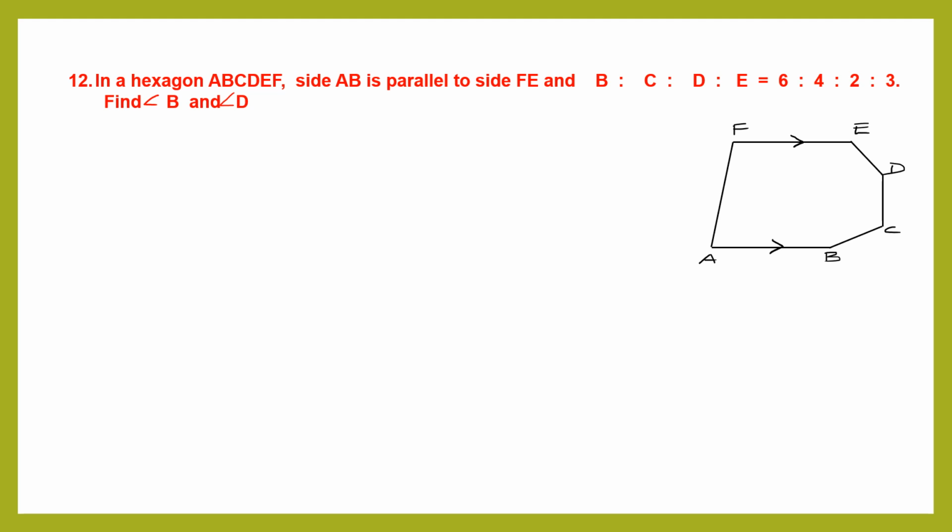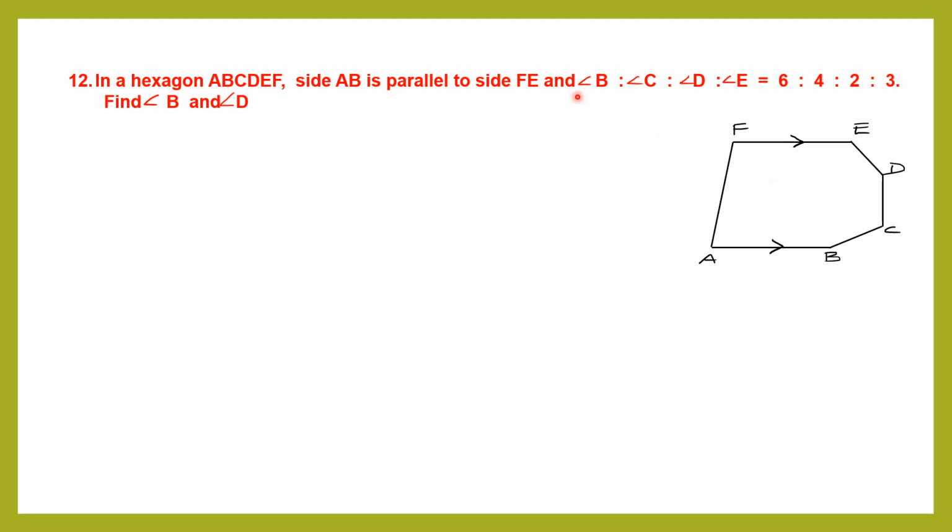So this is given to us, and it's told that angle B is to angle C is to angle D is to angle E is equal to this ratio, 6 is to 4 is to 2 is to 3. So this is given to us and this is given to us. Now we have to find angle B and angle D. Okay, so here keep this in mind. This is a hexagon. There are two sides that are parallel to each other. This is very important because we're going to use an important property of parallel lines.